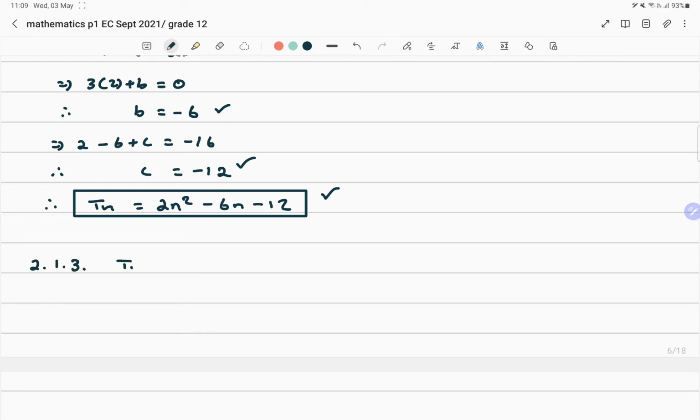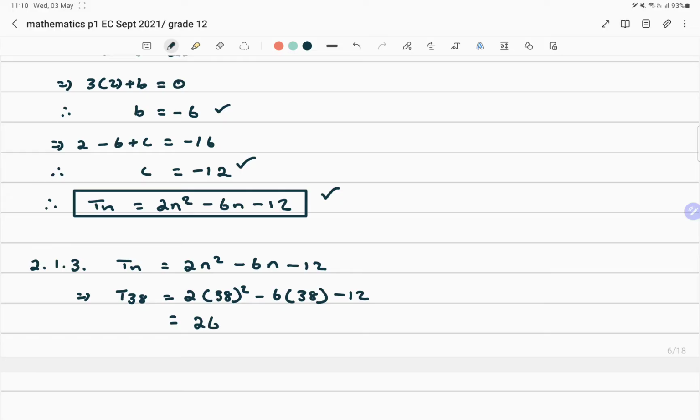2.1.3. We know that Tn is equal to 2n squared minus 6n minus 12. This implies that T38 is going to be 2 into 38 squared minus 6 into 38 minus 12. And let's get the answer there. 2 into 38 squared minus 6 into 38 minus 12. This is 2648, okay?